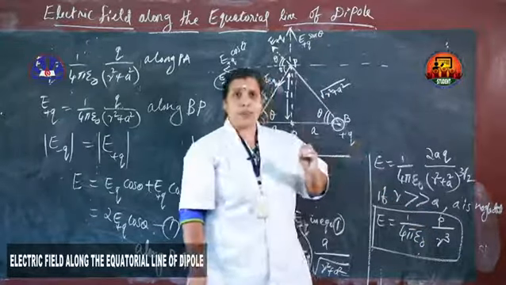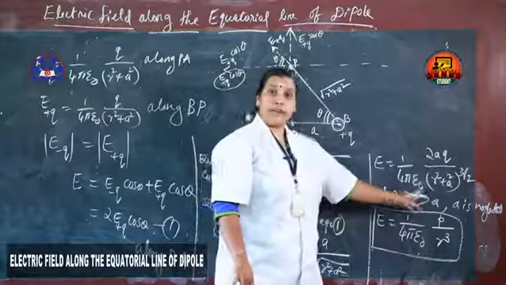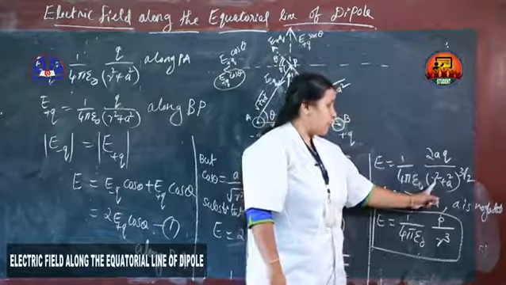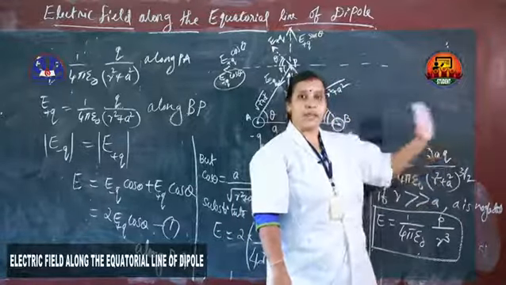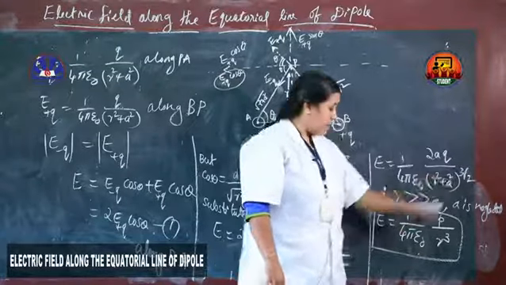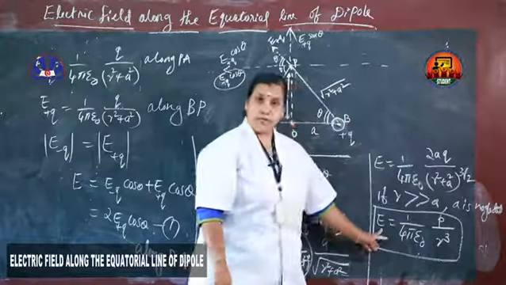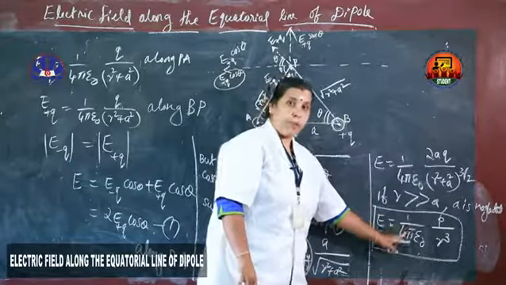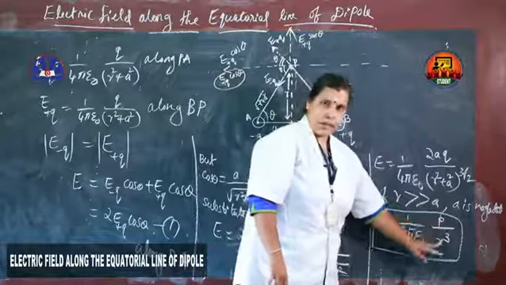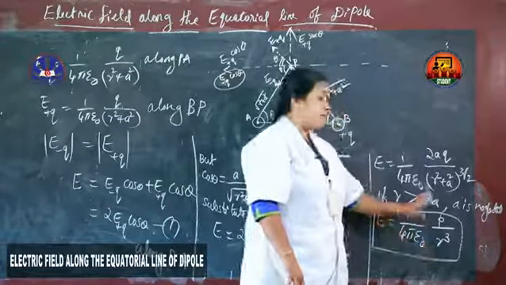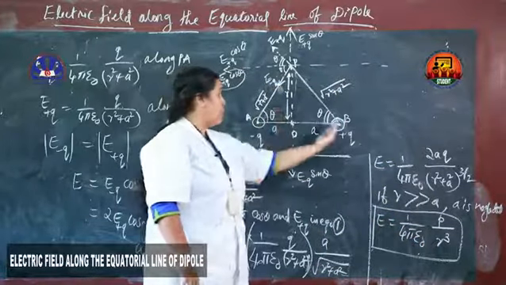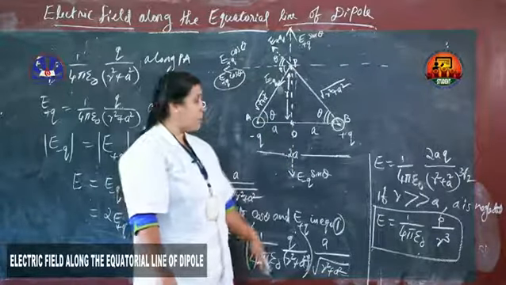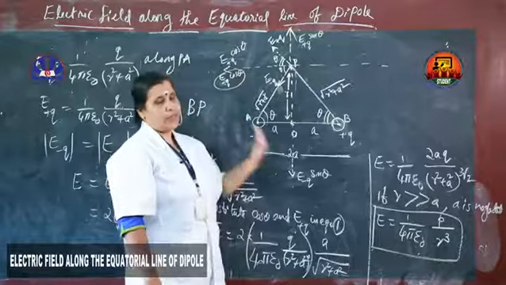Now we can do the same approximation as before. That is, if r is far greater than a, then we can neglect a. If we neglect a, our denominator becomes r square whole raised to 3 by 2, which means r cube. So our final equation for the electric field along the equatorial line of the dipole is 1 by 4 pi epsilon 0 p by r cube. Now tell me, what about its direction? The net electric field is towards the left, that is from B to A. Is it in the same direction as the dipole moment or in the opposite direction? It is in the opposite direction of the dipole moment.